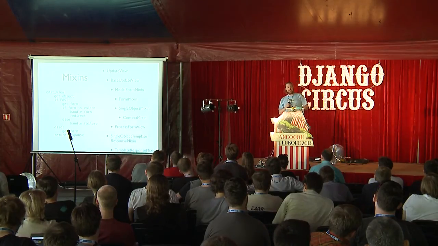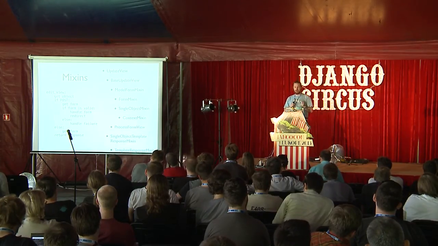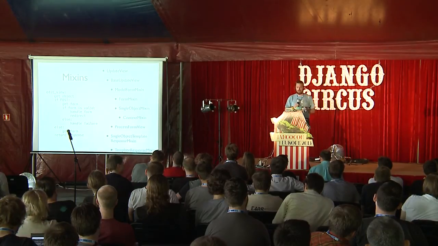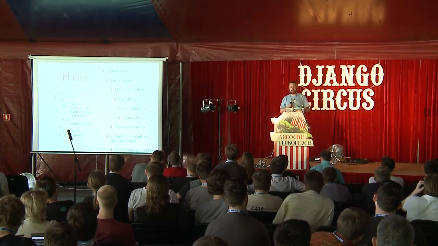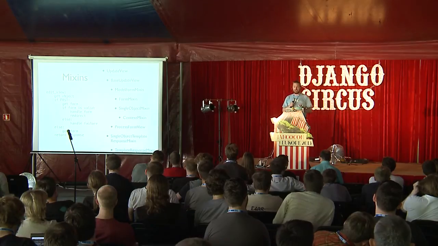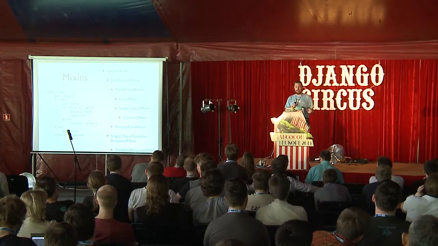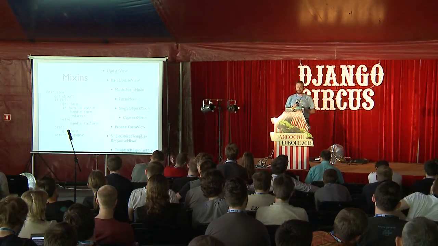We have a single object template response mix-in, which, given that you know you have a single object in the context, says how do I render it using a template? And we have a template response mix-in, which says, given that I know that I've got a context, how do I render it as a template response?